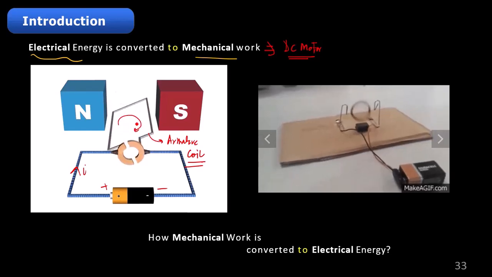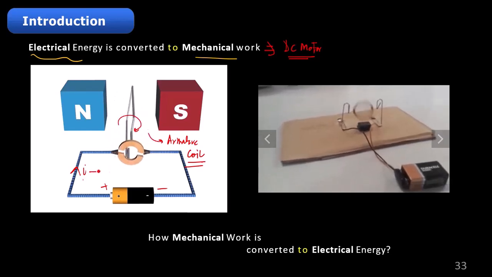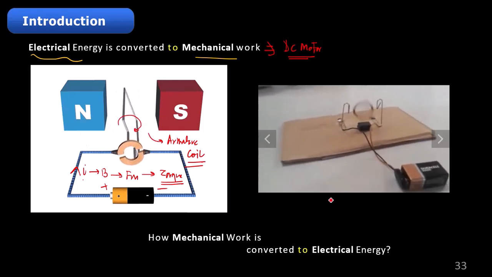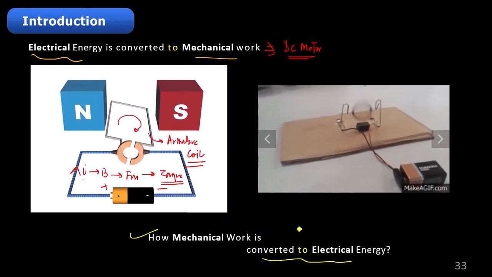What I am doing basically is giving the current, and it will produce the magnetic field. Because of the magnetic field, magnetic force will come into the picture, and because of the magnetic force, the rotational effect, the torque, will develop. Torque for turning. Because of this entire process, the coil will rotate. Now the question is that the reverse is also true. How is mechanical work converted to electrical? Now I am going to go through the reverse process.